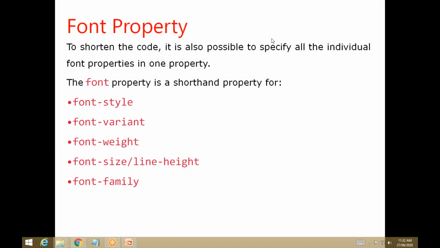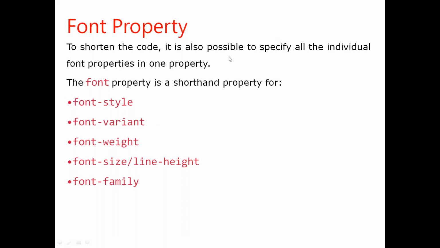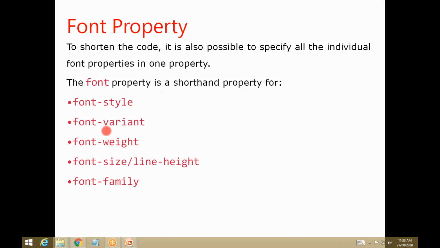The first one is the font property. You already know why we use it: if you have written anything in the document and you want to make any changes to that text, you have to follow these font properties. There are only 5 properties available in the font property.